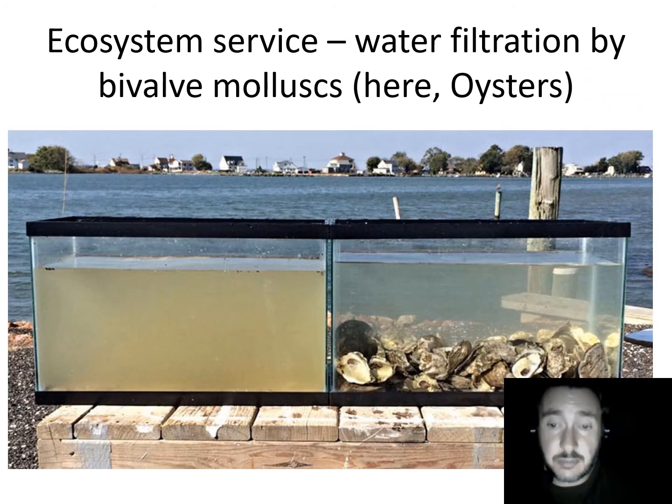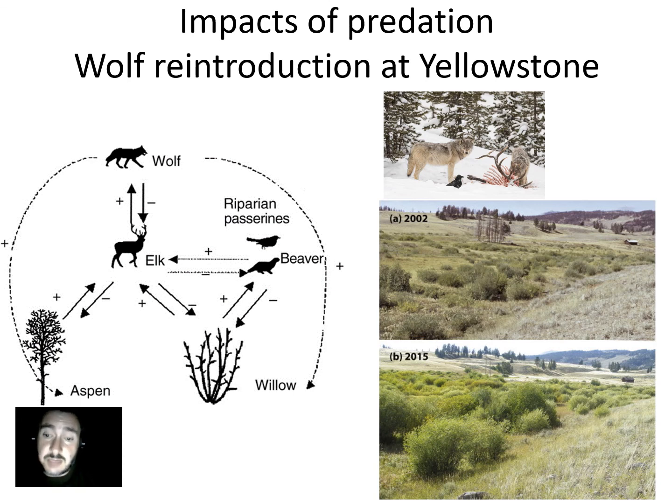And here is an example of filter feeding bivalve mollusks, in this case oysters. Here cleaning out the water, and it's estimated that oysters particularly can filter out a lot of pollutants from water, and this is why there's many projects now trying to restore them. And while oysters might be reintroduced to the likes of New York or London's estuaries, wolves have been reintroduced to Yellowstone, where it was found that they regulated elk populations, which then regulated riparian tree communities, which then impacted riparian passerine birds and beavers.